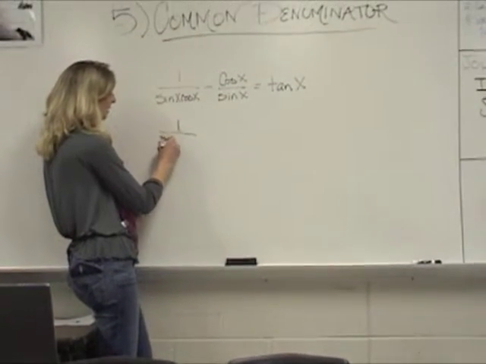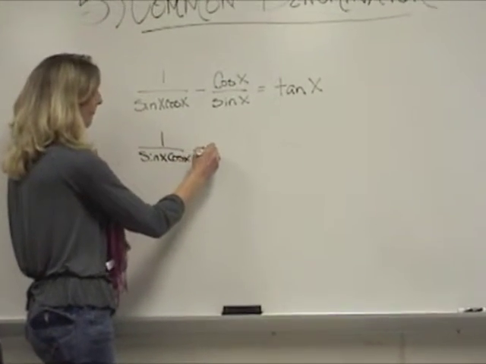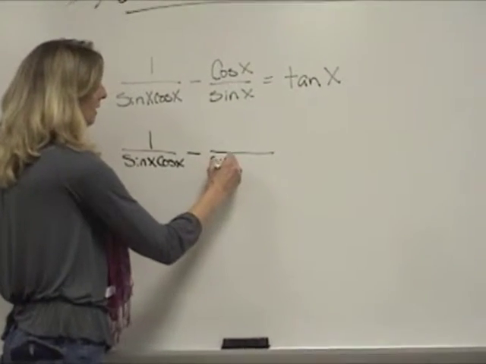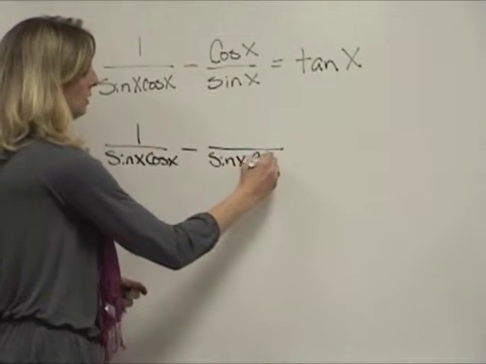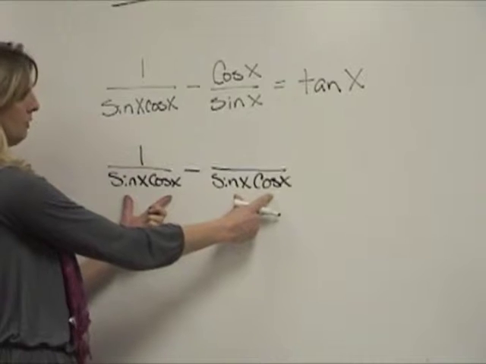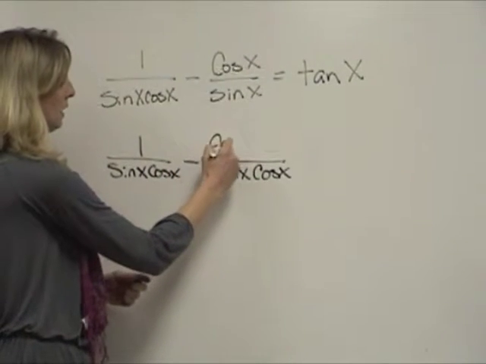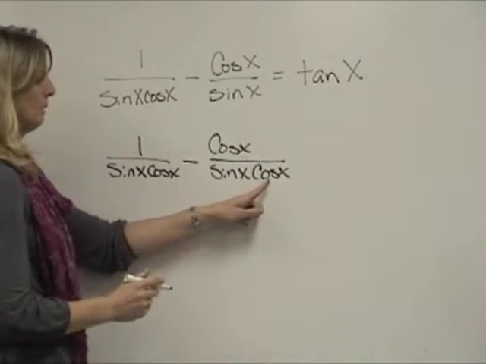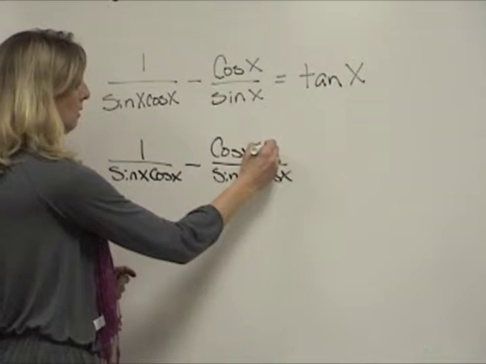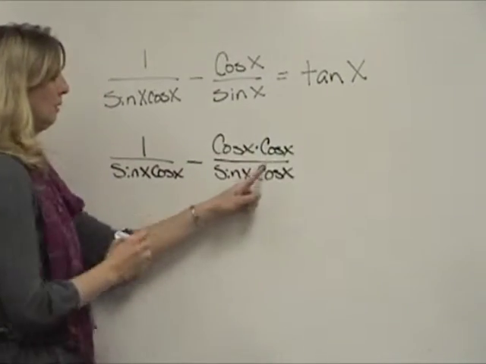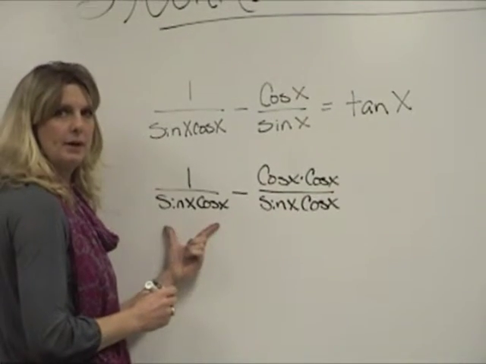This already has our common denominator, so I'm just going to write it back down. And when I apply that to this fraction, I'll need to put a cosine in the denominator so that they match. I'm going to put this word cosine where it was, but then since I put a cosine in the denominator, I have to also put it in the numerator. Now I have common denominators.